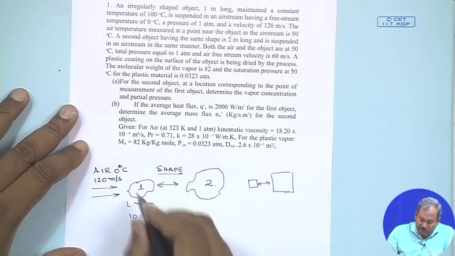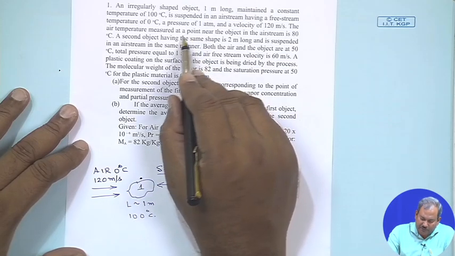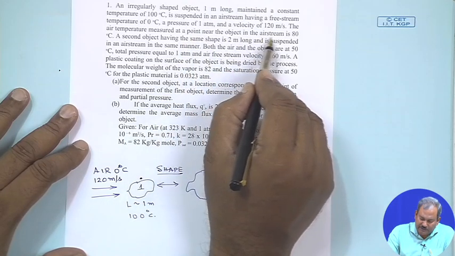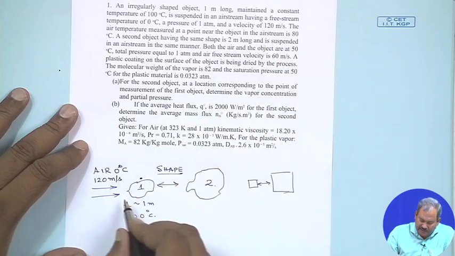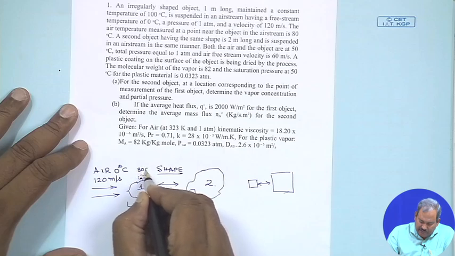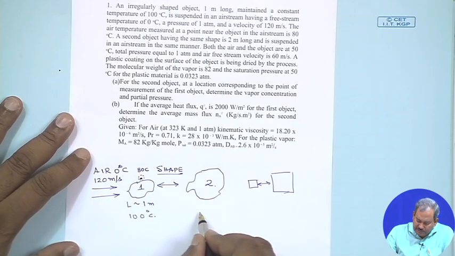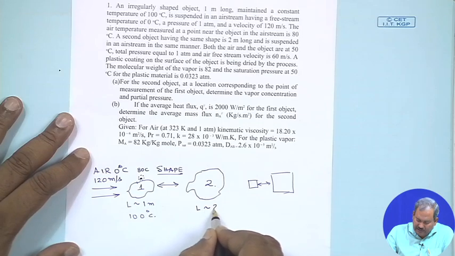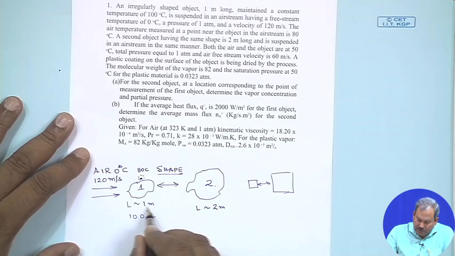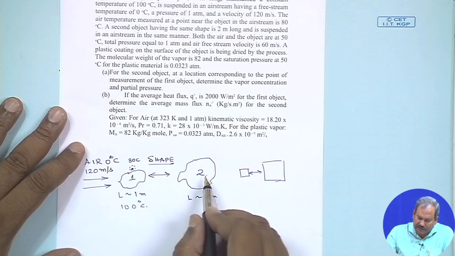Then you measure the air temperature at a point near the object in the air stream to be 80 degrees centigrade. So, somewhere over here you measure the temperature of this point and you find it to be 80 degrees centigrade. The second object, in this case the length scale is instead of 1 meter, it is 2 meters. It is also suspended in an air stream.